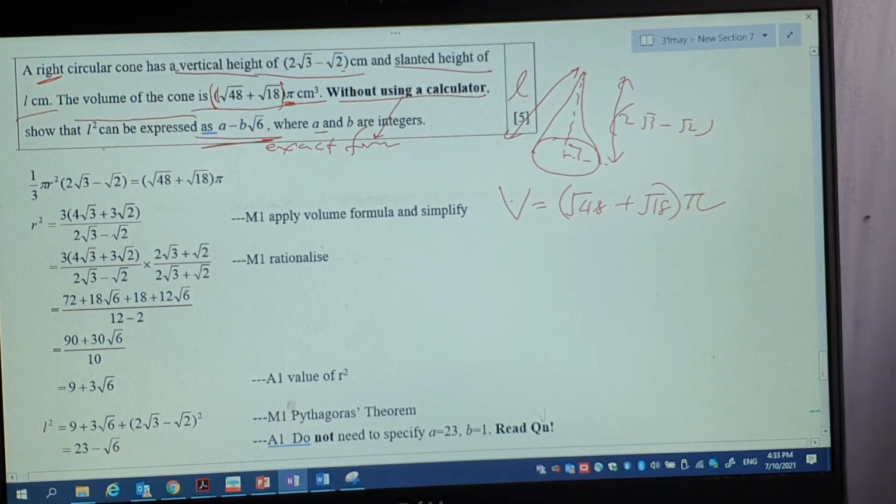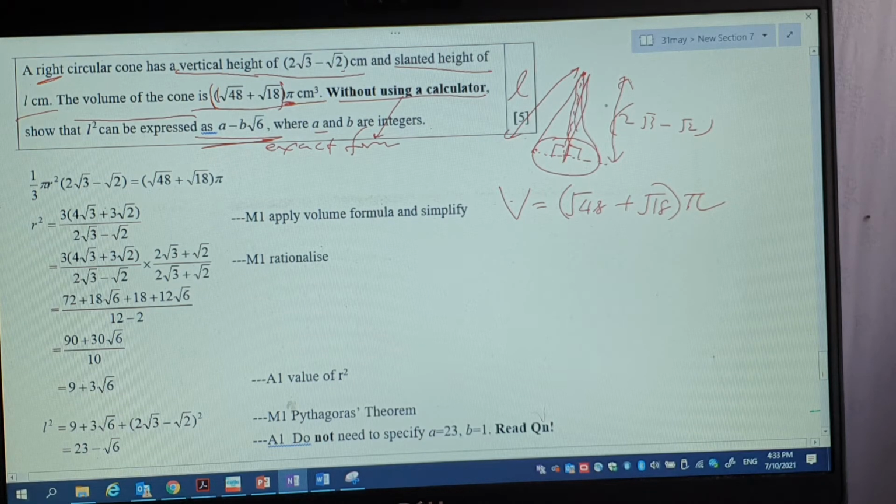Now, they want you to show that L squared can be expressed in terms of this. Now, this is L, right? How to find L squared? Naturally, you must think of Pythagoras' theorem. But you see, we have a problem. We know the height.